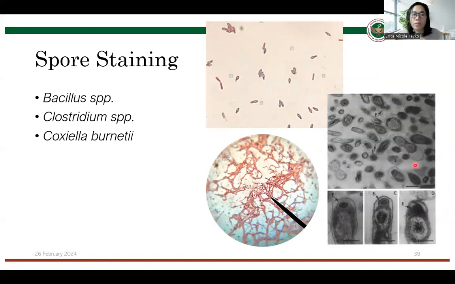So these are just some examples of pictures wherein we try to observe yung spores.